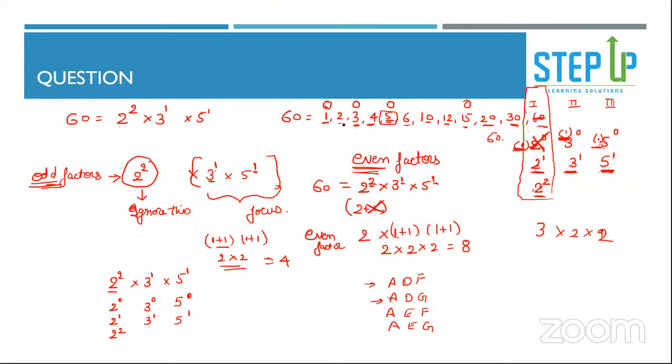So let's count. Are we getting 8 even factors? Of course. Even factors: 1, 2, 3, 4, 5, 6, 7.